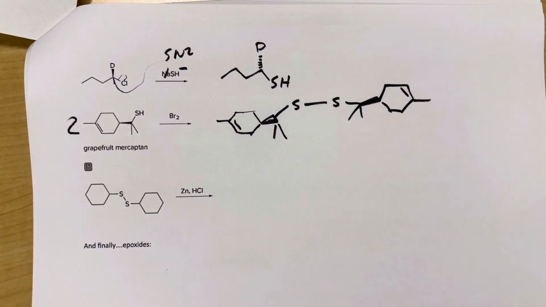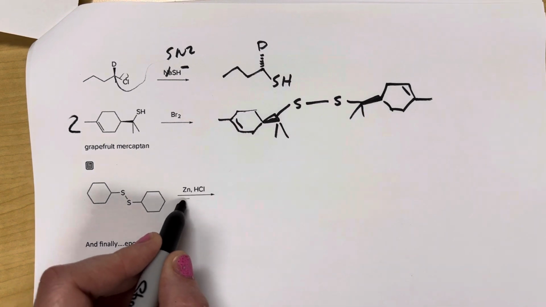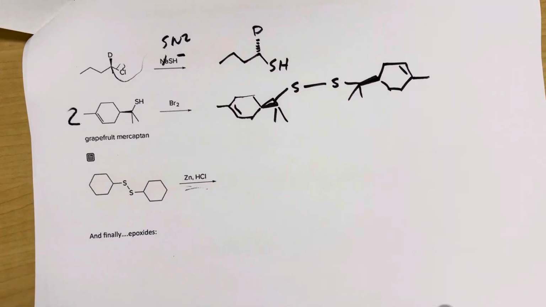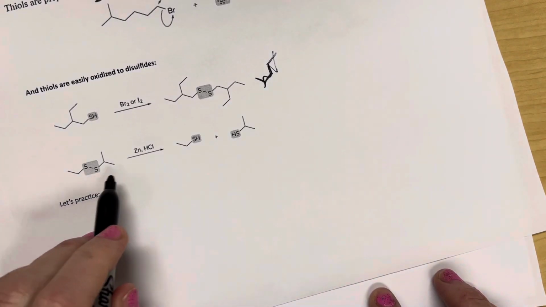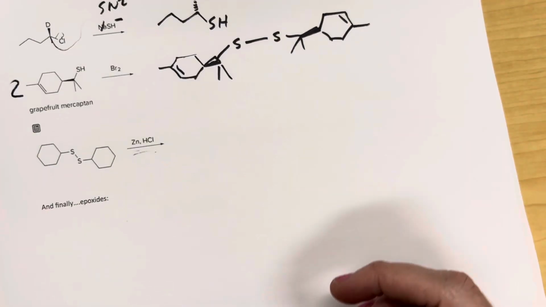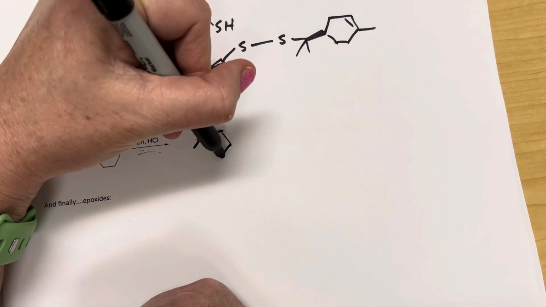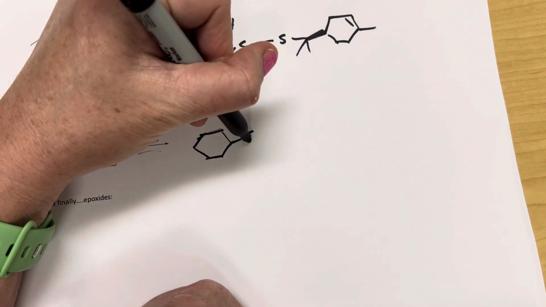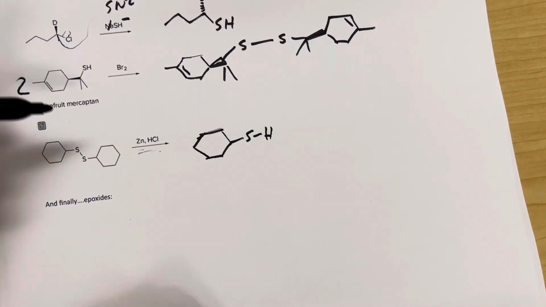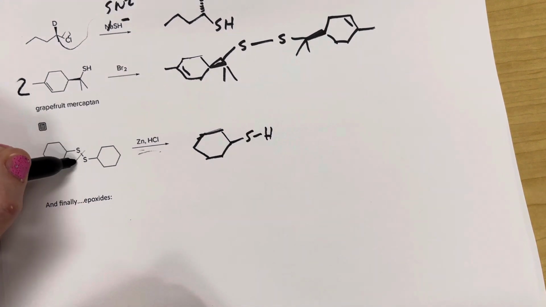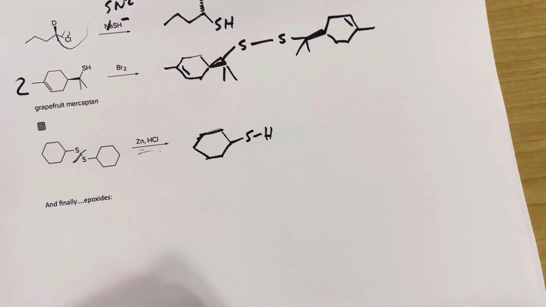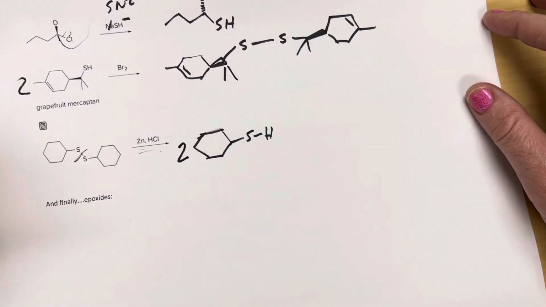Okay, last but not least, hopefully you remember zinc and HCl from the previous page. Zinc and HCl breaks things apart. And this is a lot more fun to do, I think. You have one of these. It goes to an S, to an H. And this one would be the exact same product. You just break it apart, add an H to each side. So you would end up with two of those.